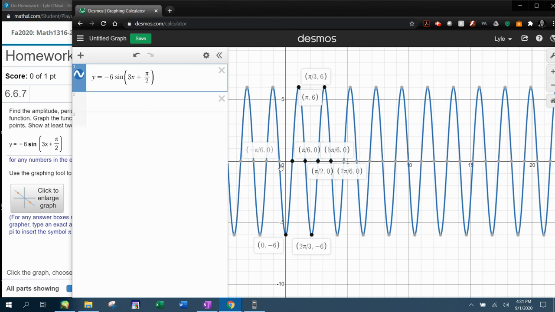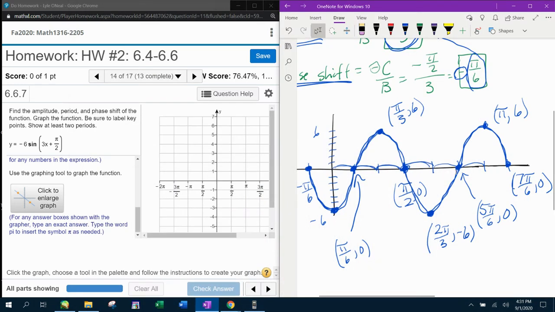So I want you to see how awesome Desmos is about taking your sinusoidal function. All you got to do is type that in. It's going to produce the graph, and then you can tell what each one of these critical points is going to be as an ordered pair. And that's going to verify what you do manually here. Okay, so now let's go ahead and finish this problem.